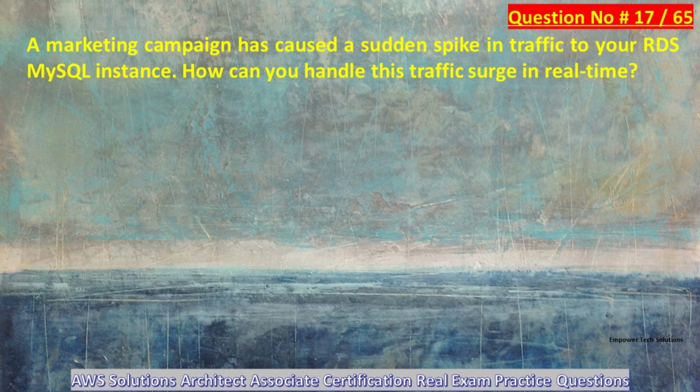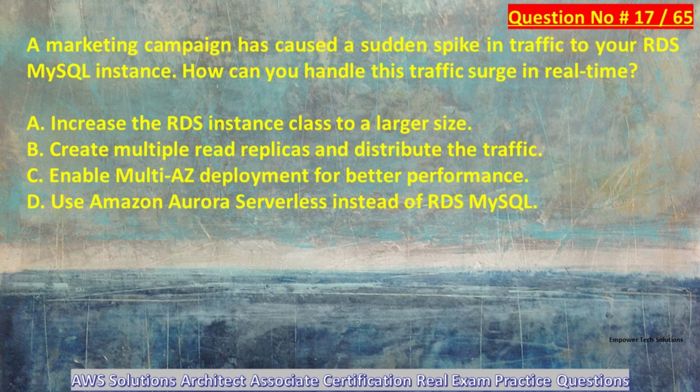A marketing campaign has caused a sudden spike in traffic to your RDS MySQL instance. How can you handle this traffic surge in real time? A. Increase the RDS instance class to a larger size. B. Create multiple read replicas and distribute the traffic. C. Enable multi-AZ deployment for better performance. D. Use Amazon Aurora Serverless instead of RDS MySQL.